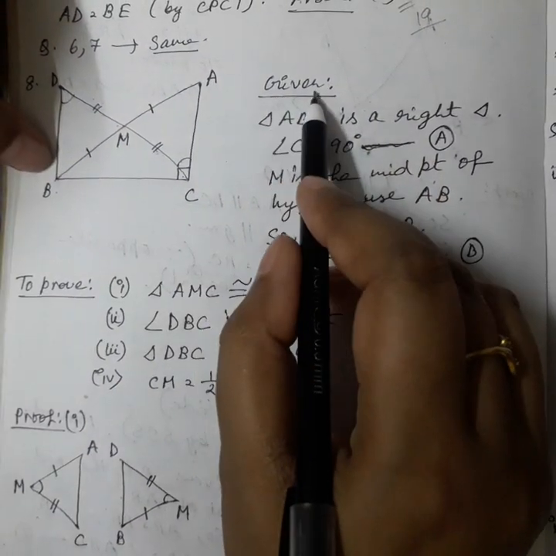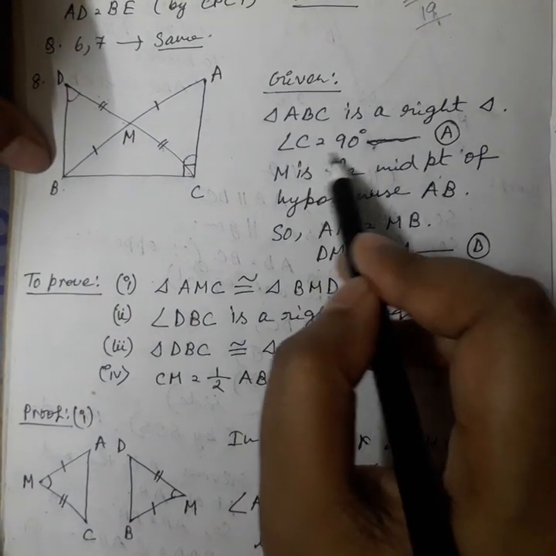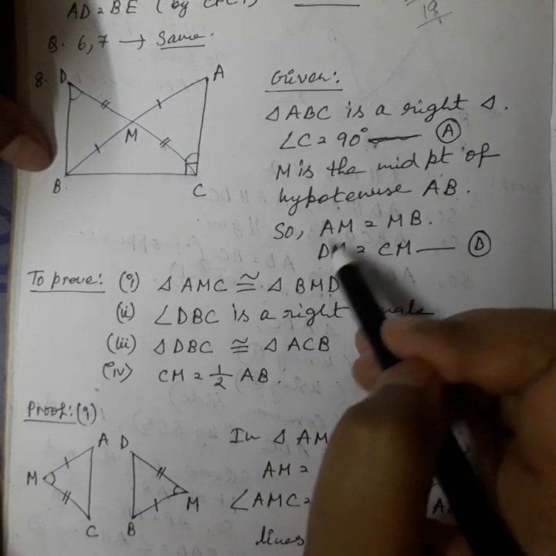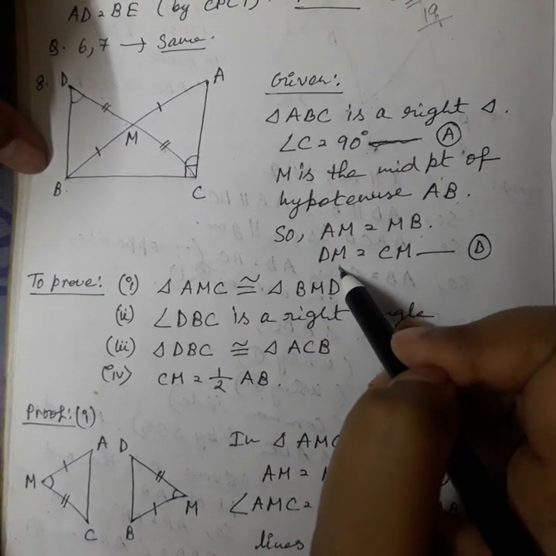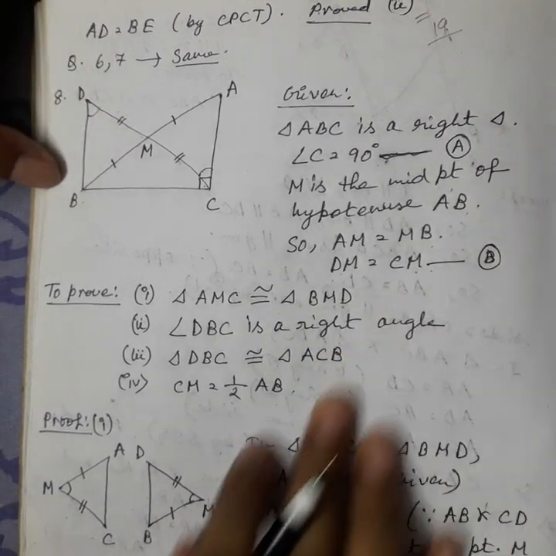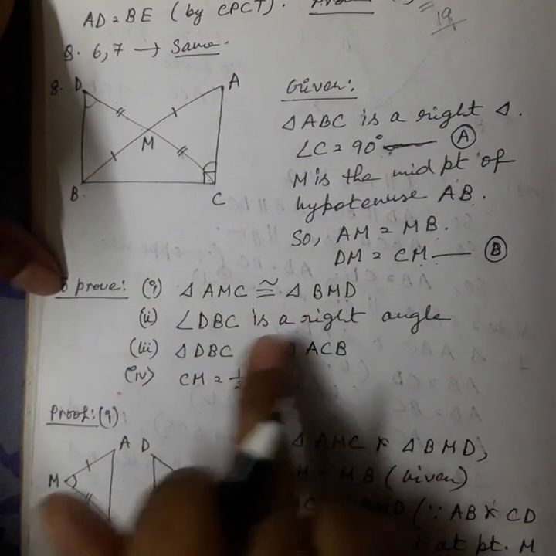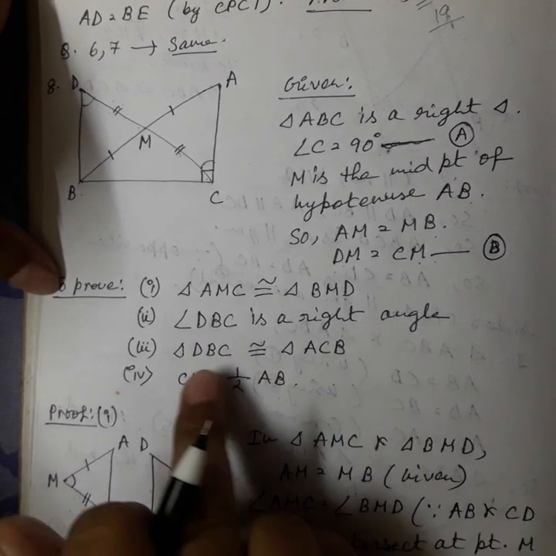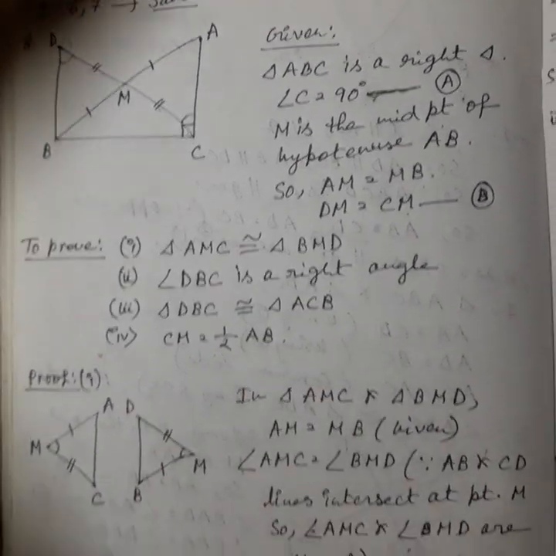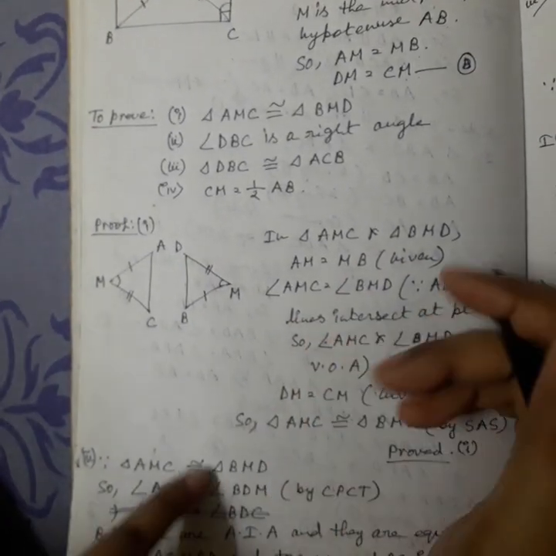Given: triangle ABC is a right triangle, angle C equals 90 degrees, and I have named it A. M is the midpoint of the hypotenuse AB, so AM equals MB, and DM equals CM, which I have named B. To prove: triangle AMC is congruent to triangle BMD, angle DBC is a right angle, triangle DBC is congruent to triangle ACB, and CM equals half of AB. This sum is large because you have to find four answers. One by one we will solve.